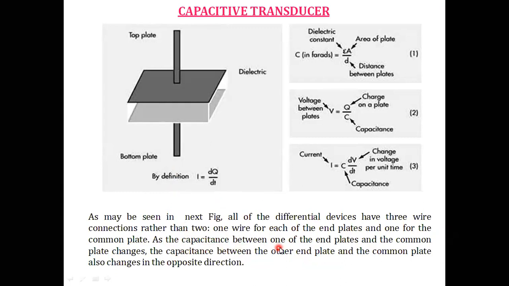As the capacitance between one of the end plates and the common plate changes, the capacitance between the other end plate and the common plate also changes in the opposite direction.